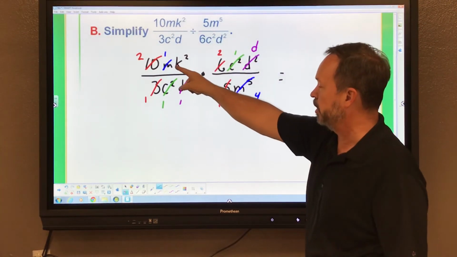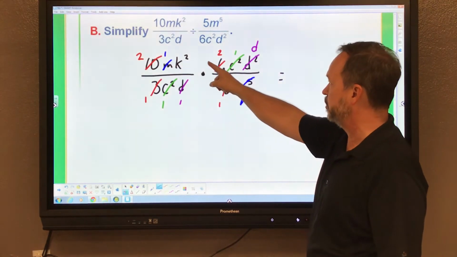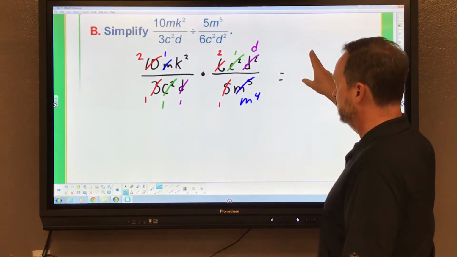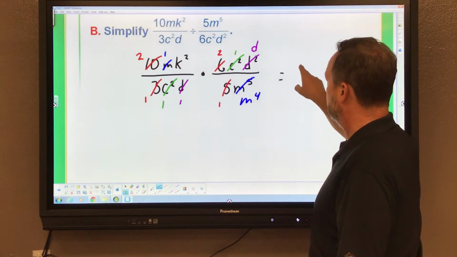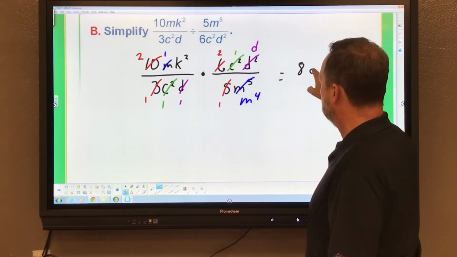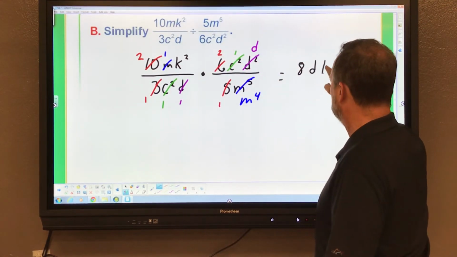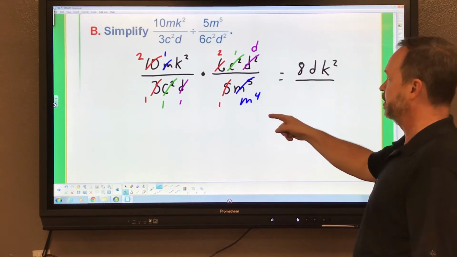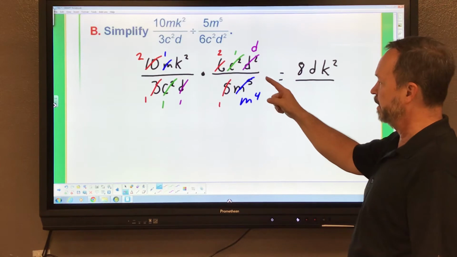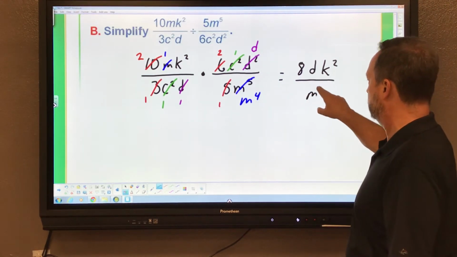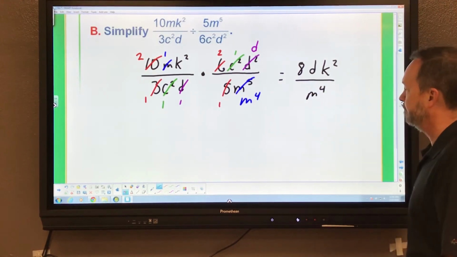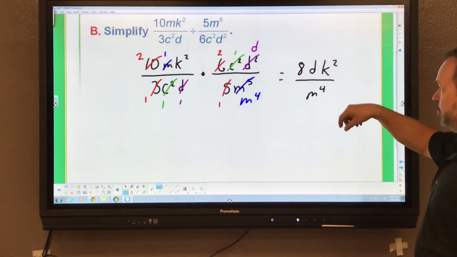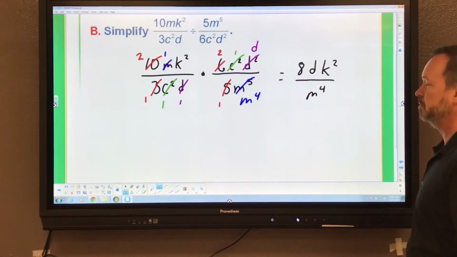So numbers, 2, 1, 2, 2, 1, all multiplication would be 8. And then you've got the d and the k squared. And that's the stuff in your numerator. In your denominator, you got all 1s. I'm not going to write the 1. I'm just going to write m to the 4th. So it's m to the 4th. And that's the answer. No other reducing, canceling, nothing else you can do. Great.